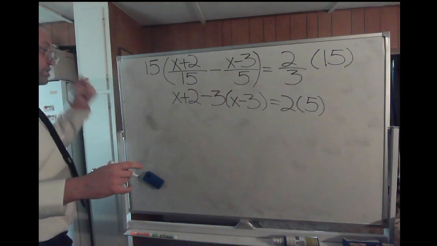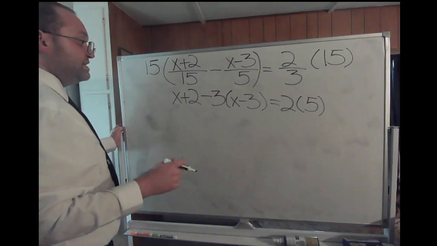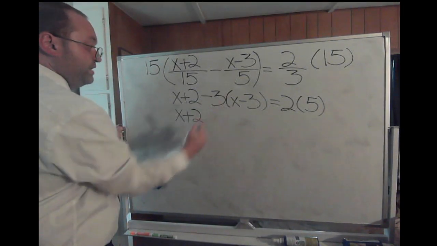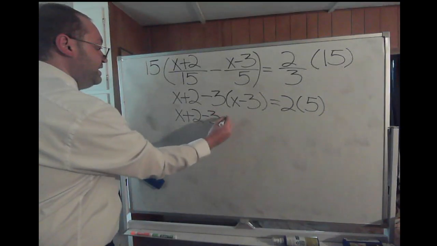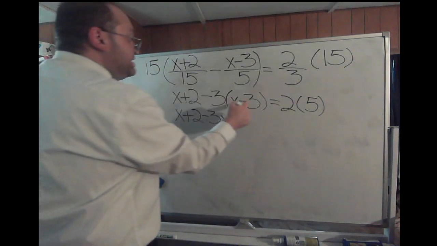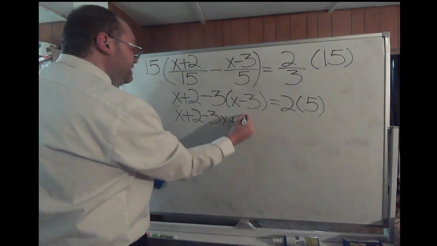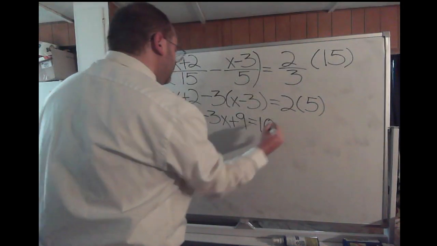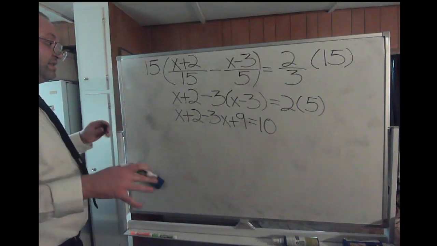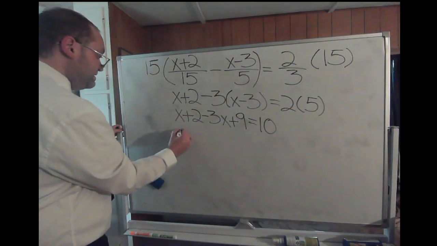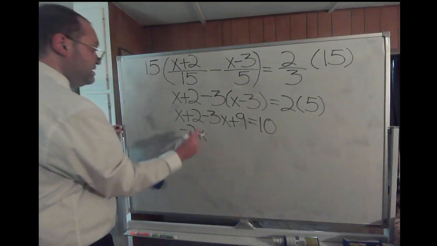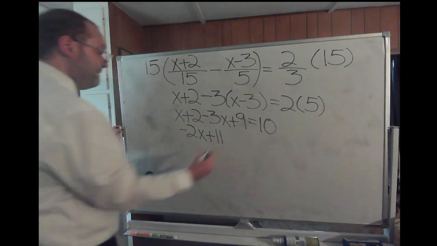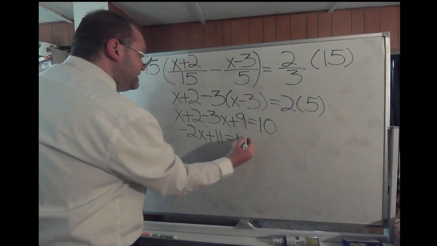So let's go ahead and start with the distributive property on the left-hand side. Still have the x plus 2. Now, negative 3 times x, that is negative 3x. Negative 3 times negative 3, that's positive 9. That's going to equal 2 times 5, which is 10. So let's simplify the left-hand side now. x minus 3x, that's negative 2x. You have plus 2 plus 9, well, that'd be plus 11, would be equal to 10.